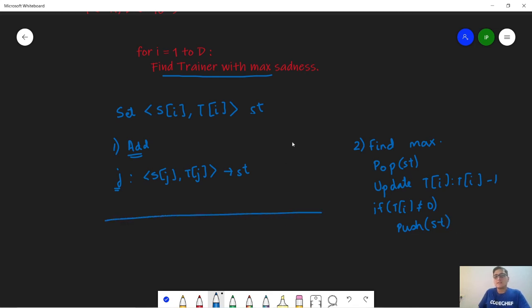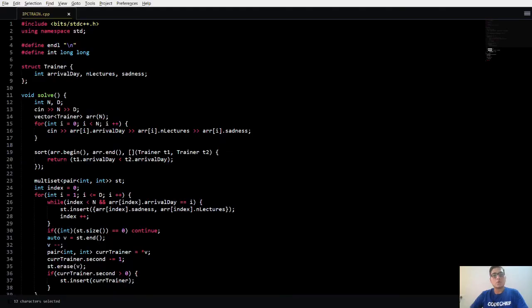So now the time complexity for this operation has been reduced to order of log of n, because for each operation in set we use log of n complexity. So the new time complexity is order of d log n. The space complexity is order of n. To store the original input as well as to store the set, we need order of n of memory. Moving on to the code.